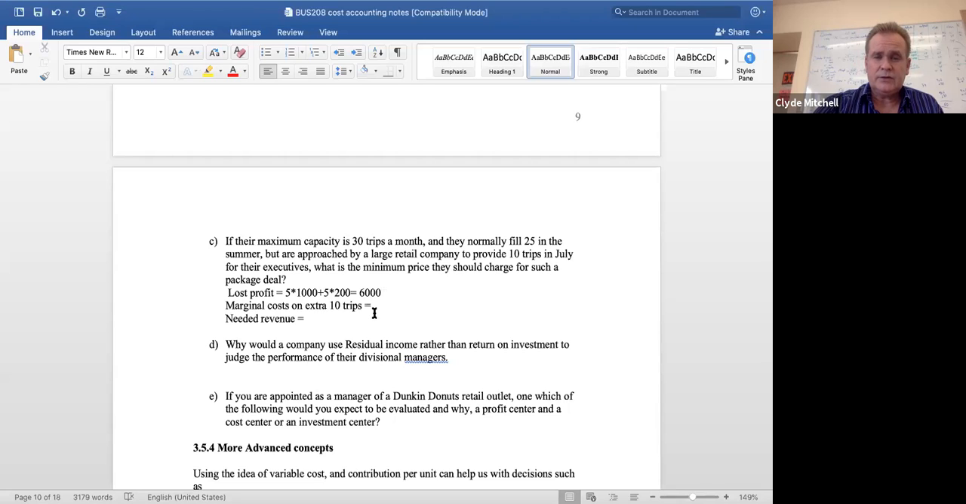They need to bring in a total of 6,000, and that's on 10 trips. So the minimum that they need to charge is going to be equal to $600 a trip. Which, if you multiply it back out, would bring us to the 6,000. Again, there are different ways of doing that problem, but you would probably still come out to the same answer of needing to charge a minimum $600 a trip.